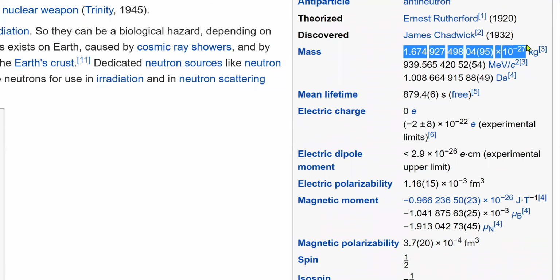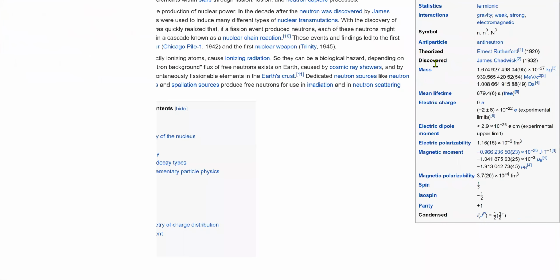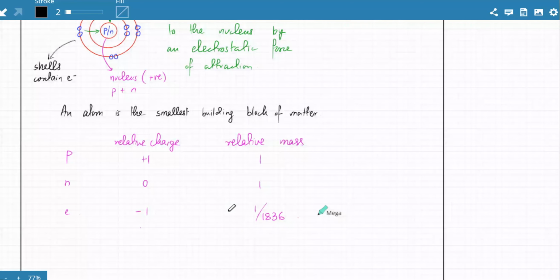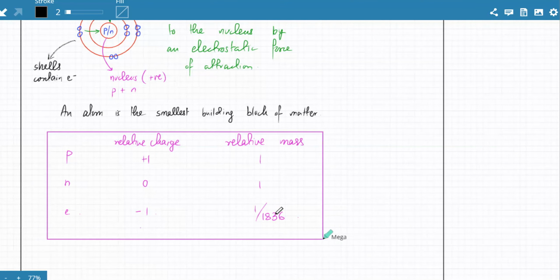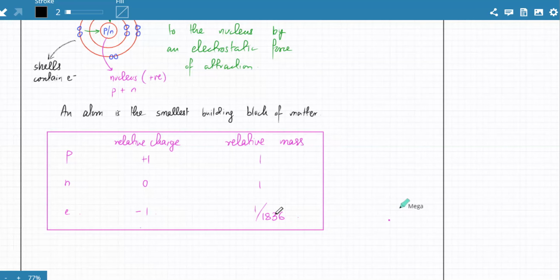Just remember, because the number is so tiny, you don't actually talk about the mass of a neutron. What you instead talk about is the relative mass. That neutron has a mass of 1. So the proton has exactly the same mass as the neutron, and the electron is going to be 1836 times lighter. So that's the first thing. You have to know this table.